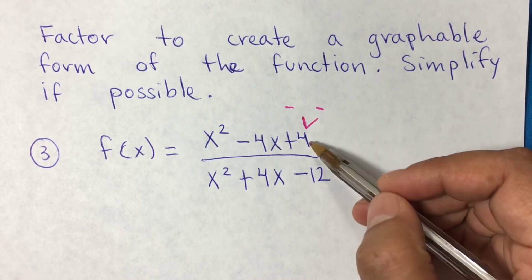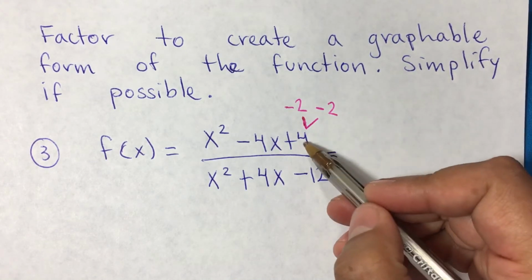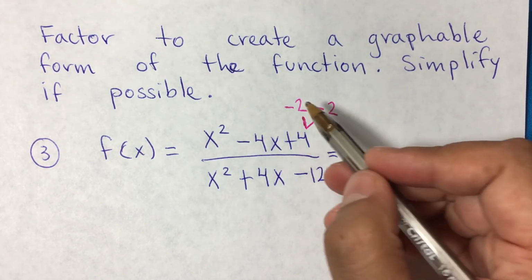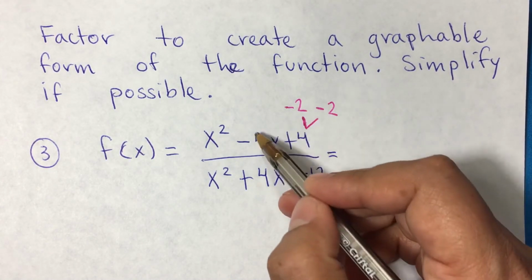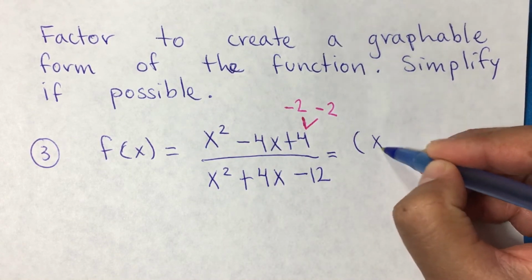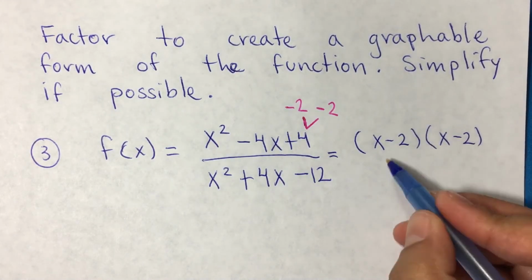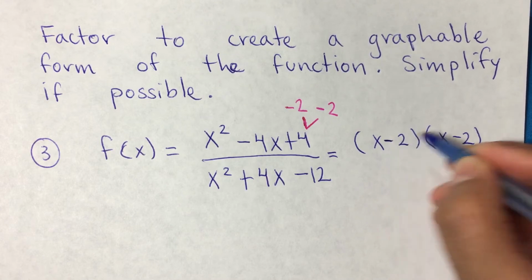But 2 times 2 is 4, so negative 2 times negative 2 is positive 4. And negative 2 plus negative 2 is negative 4. So yeah, those are the factors. I open my parentheses, x minus 2 times x minus 2. Or I can just put x minus 2 squared because they are exactly the same.